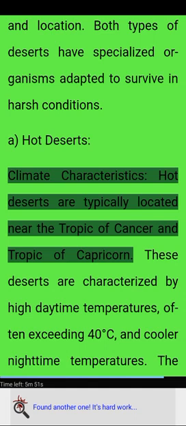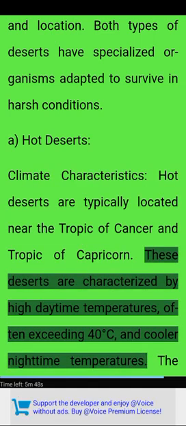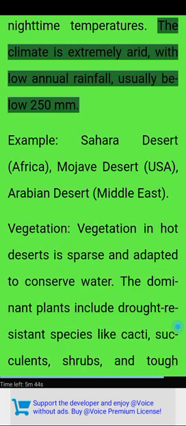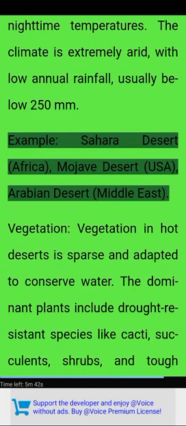Hot deserts. Climate characteristics. Hot deserts are typically located near the Tropic of Cancer and Tropic of Capricorn. These deserts are characterized by high daytime temperatures, often exceeding 40 degrees Celsius, and cooler nighttime temperatures. The climate is extremely arid, with low annual rainfall, usually below 250 millimeters. Example, Sahara Desert, Africa, Mojave Desert, USA, Arabian Desert, Middle East.